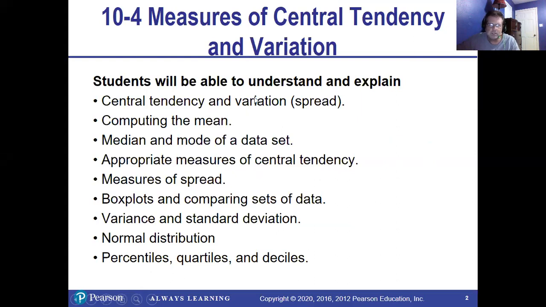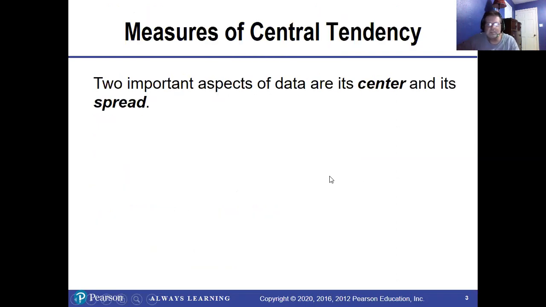All right, so central tendencies, these are things you've done before: mean, median, mode, and when to use those types of central tendencies. Measures of spread, we'll use a little bit of that. We'll talk about what that means because it is built into the box plots. Comparing some of that, variance and standard deviation, here's where the formulas are going to come in. Normal distribution, your old bell curve, and percentiles and quartiles and deciles. I can never say that word.